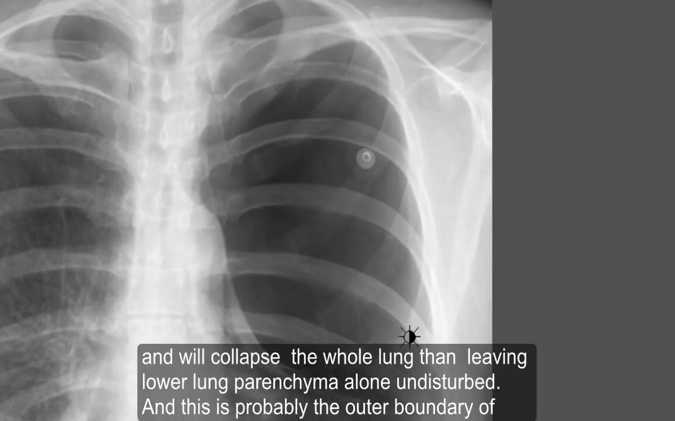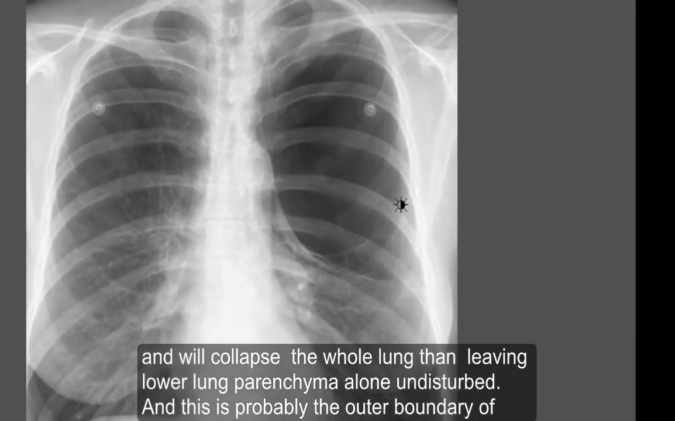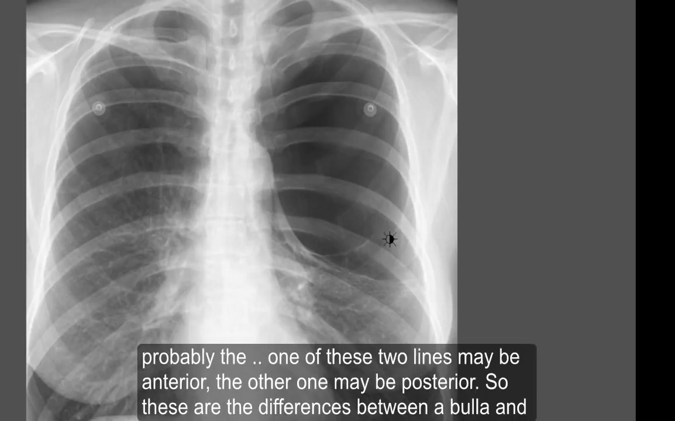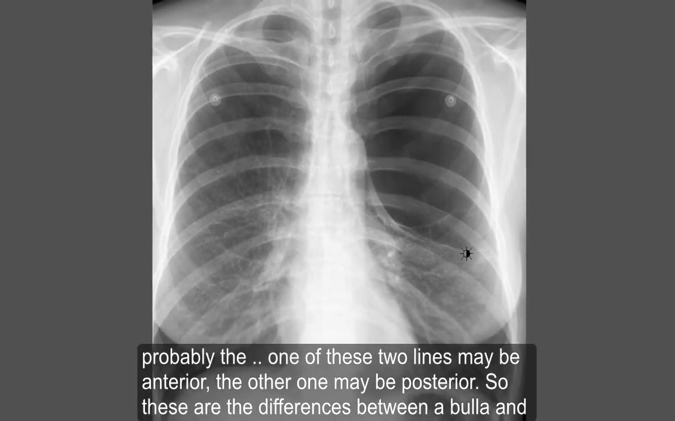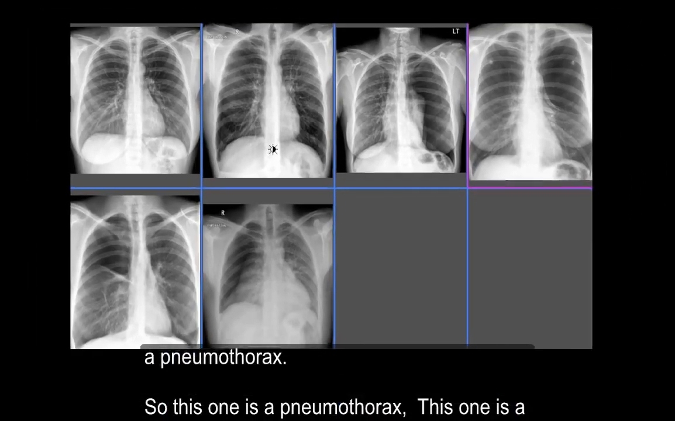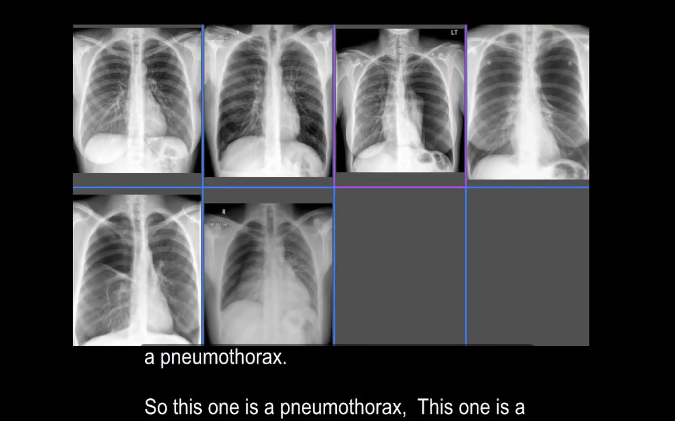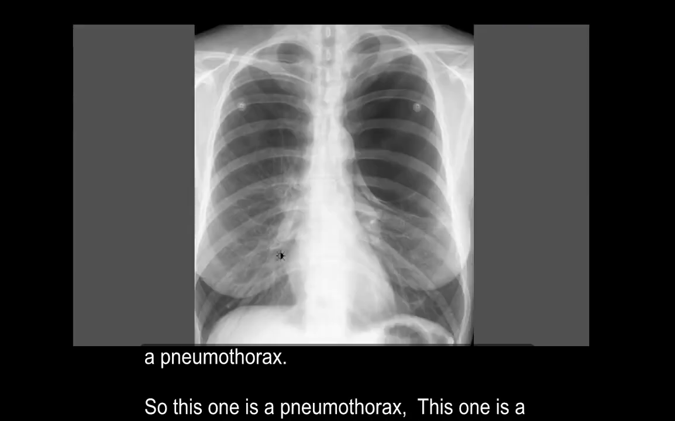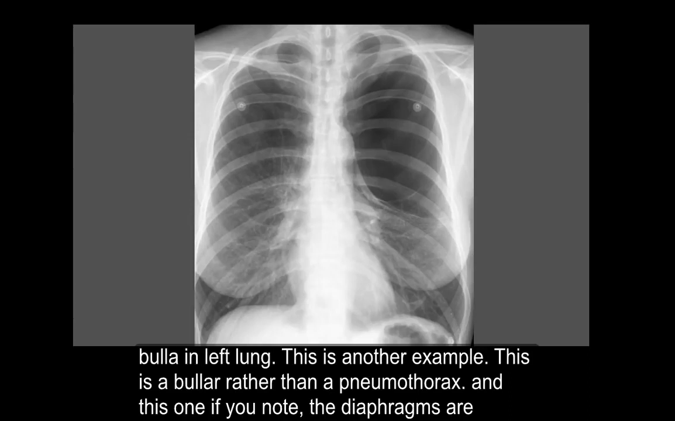The rest is undisturbed. And this is probably the outer boundary of the bulla. As you can see, two distinct lucencies here. This is more lucent than this area, and this is where this line is breaking. One of these two lines may be anterior, and the other may be posterior. So these are the differences between a bulla and a pneumothorax. So this one is a pneumothorax, this one is a bulla in the left lung.